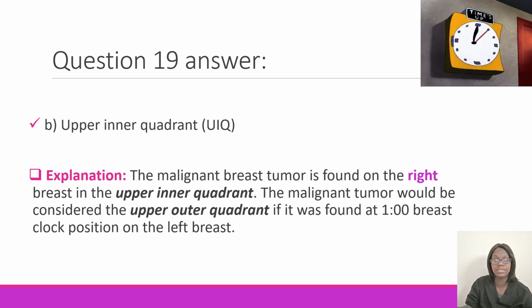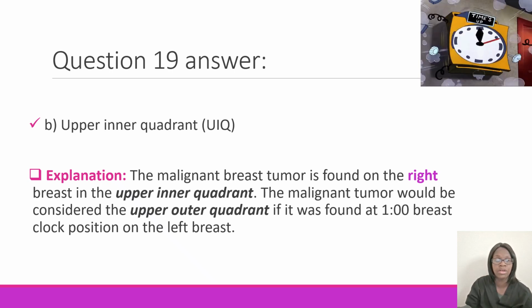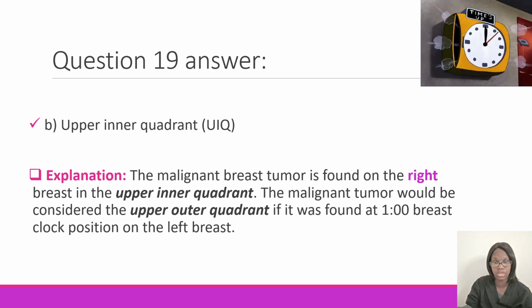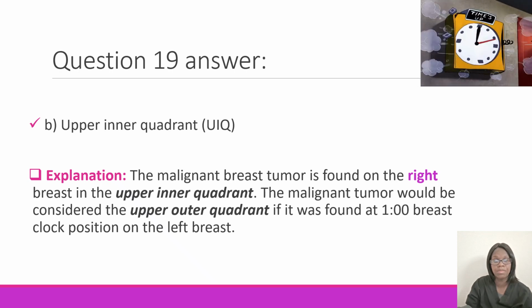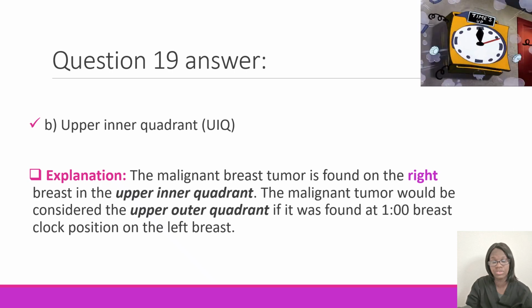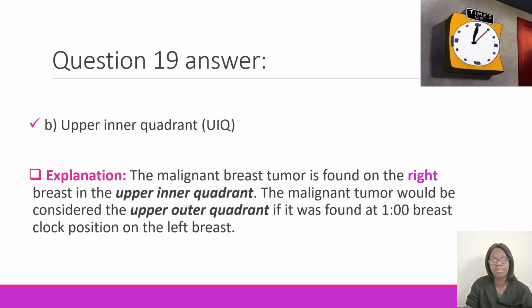All right, the correct answer is upper inner quadrant. The malignant breast tumor is found on the right breast in the upper inner quadrant. The malignant tumor would be considered the upper outer quadrant if it was found at 1 o'clock breast clock position on the left breast.